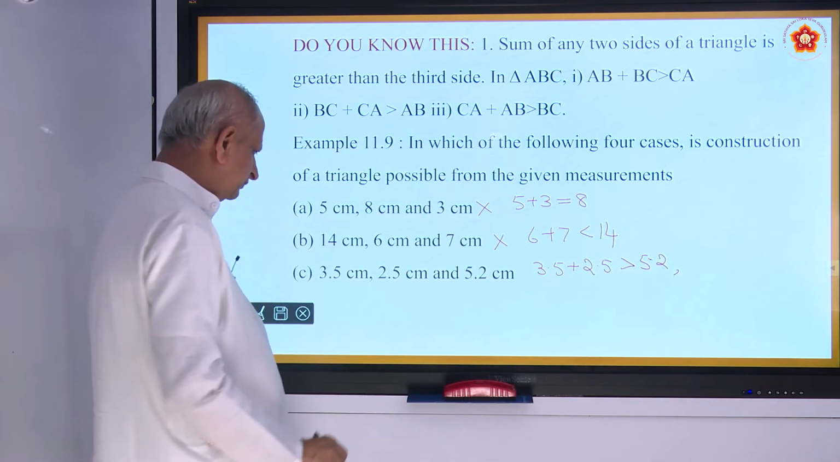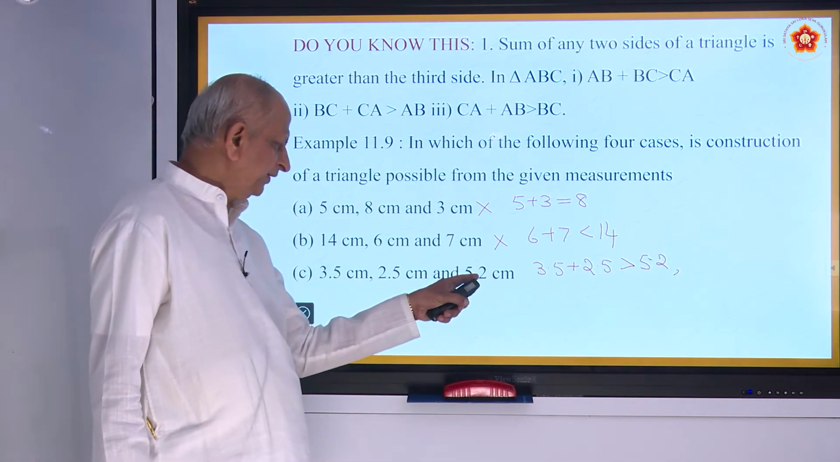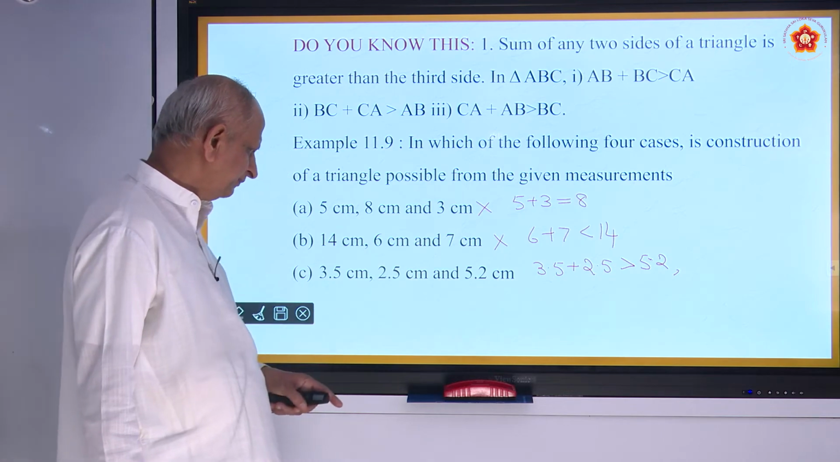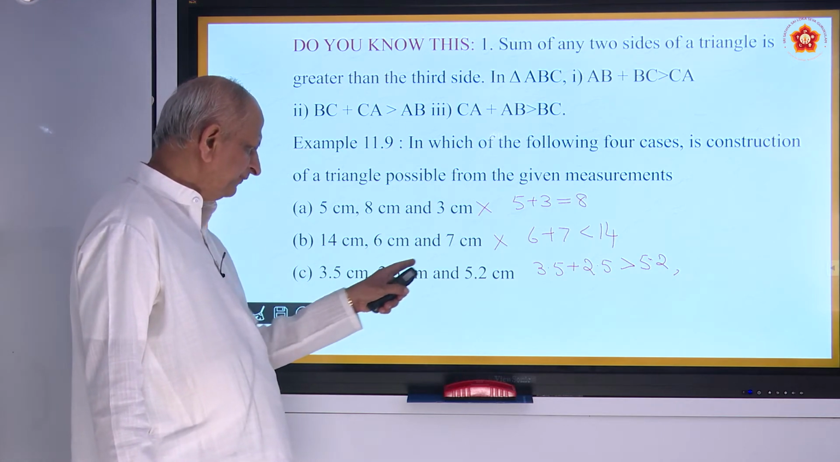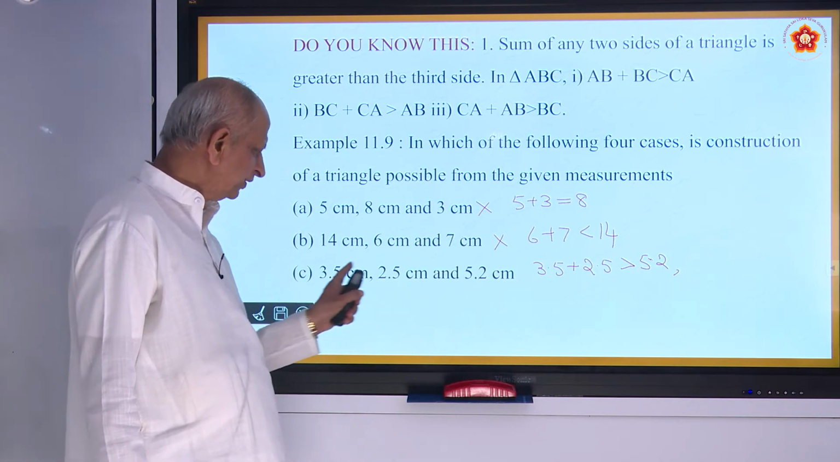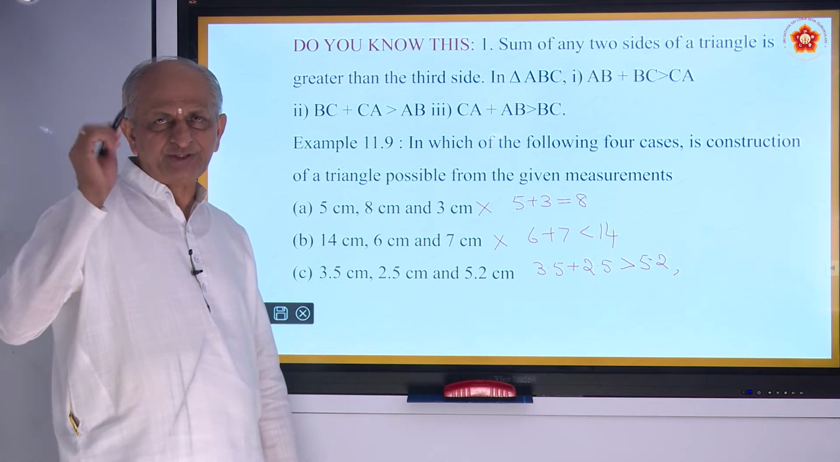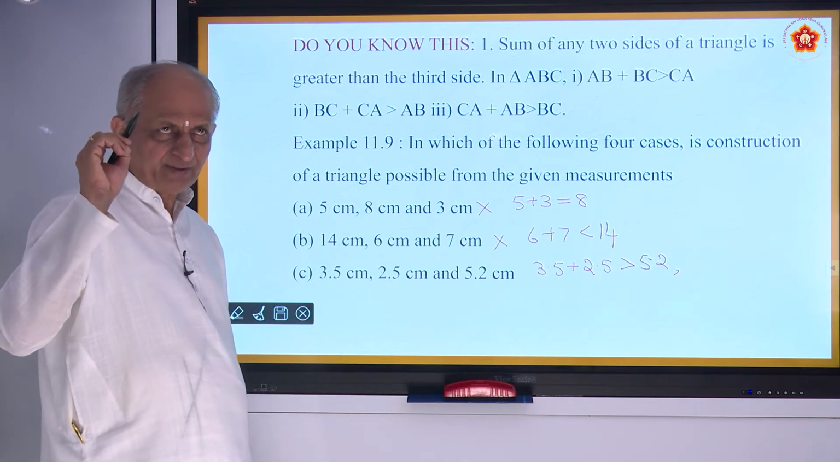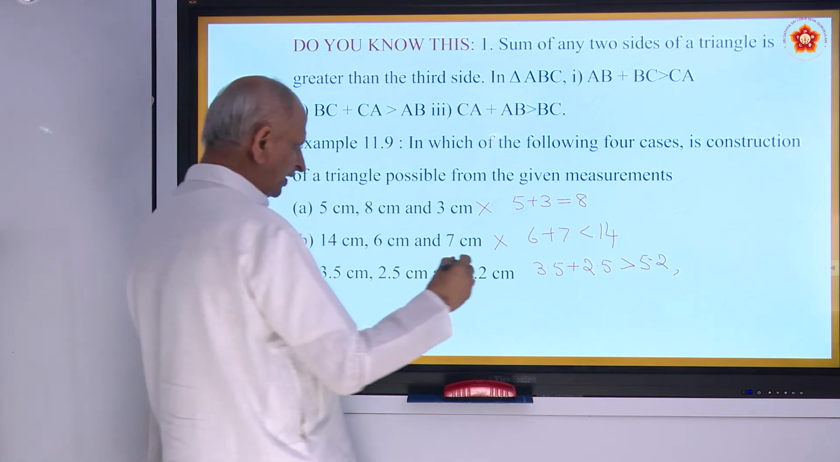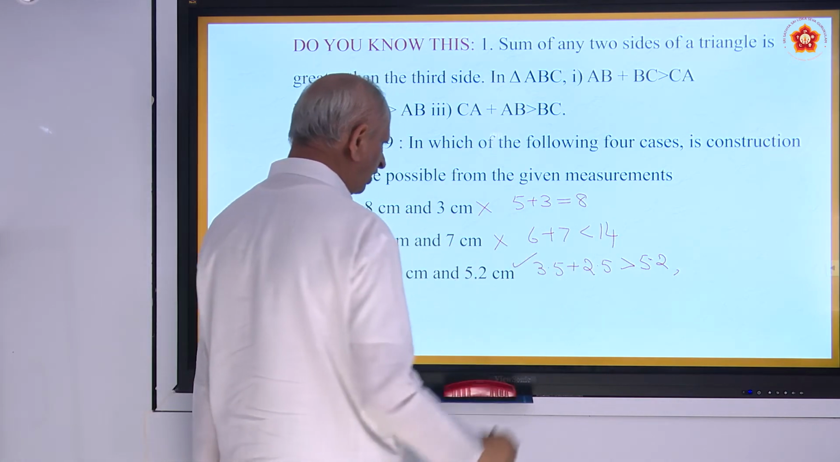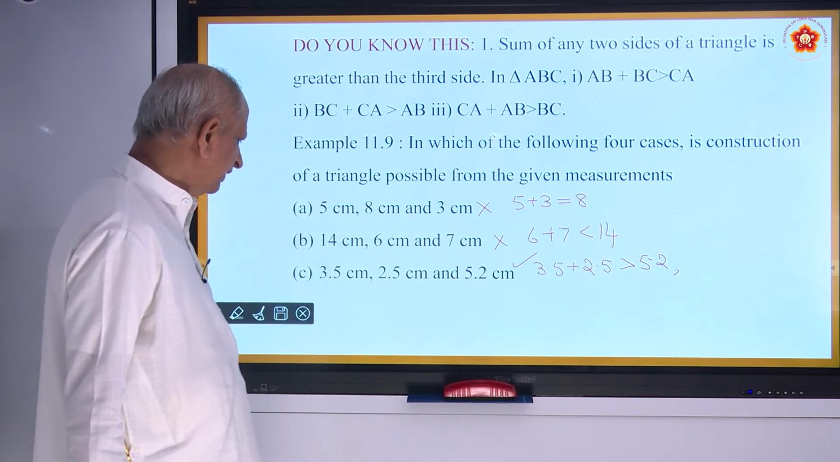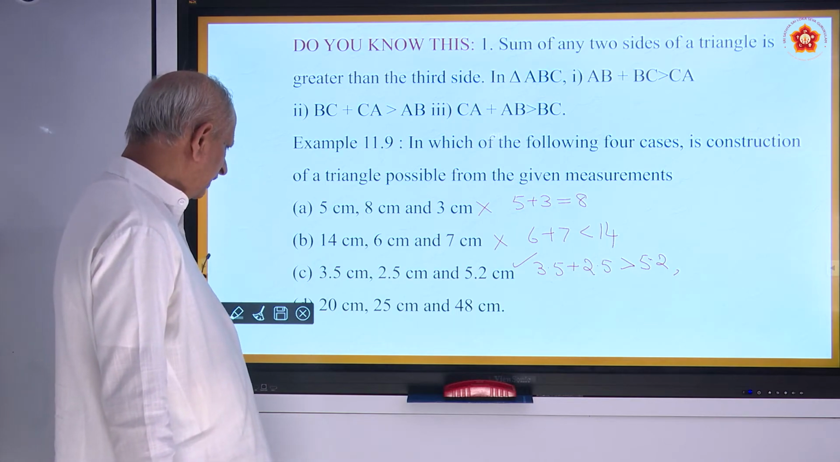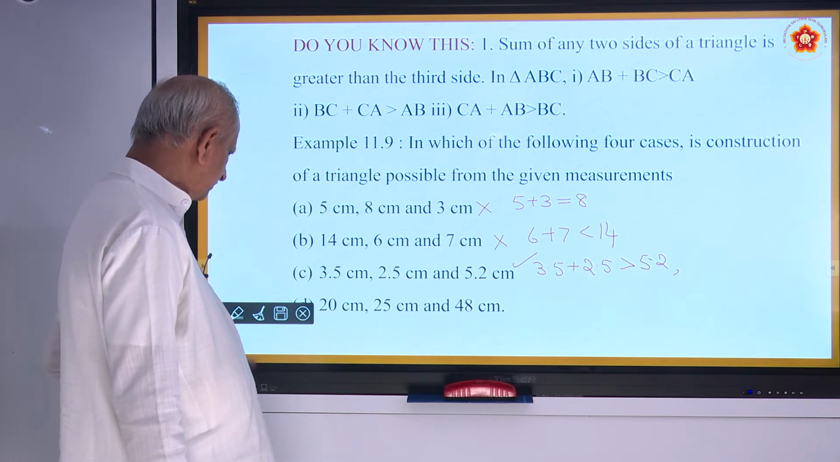Or if you take 3.5 and 5.2, it is more than 2.5. Or if you take 2.5 plus 5.2, it is more than 3.5. If you take any two sides and the sum of the two sides is more than the third side, then we can draw the triangle. So that is the meaning. And one more is 20.